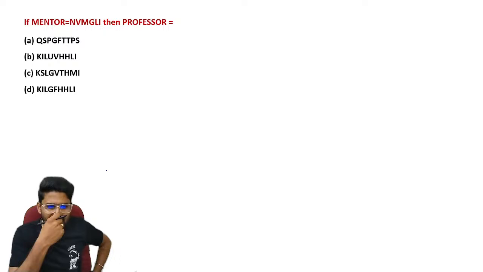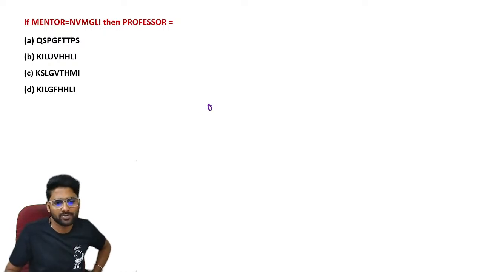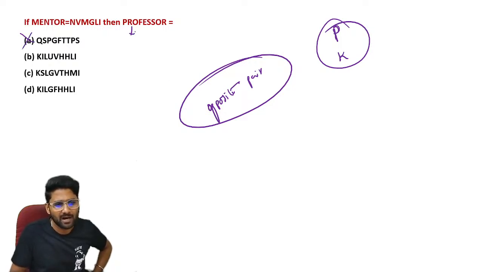Guys, it's all about the opposite pair logic. So P's opposite letter is K. It starts from K. R's opposite letter is I. Eliminate. O's opposite letter is L. So KIL and KIL. F's opposite letter is U. B is the suitable answer.